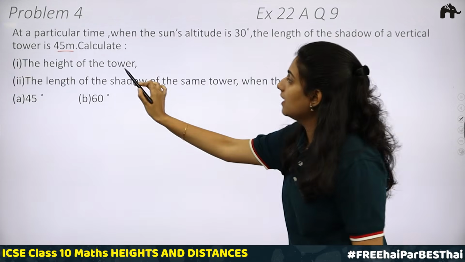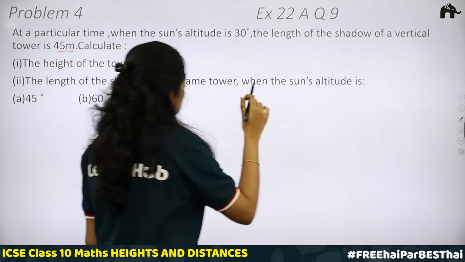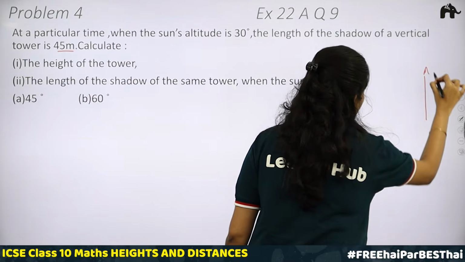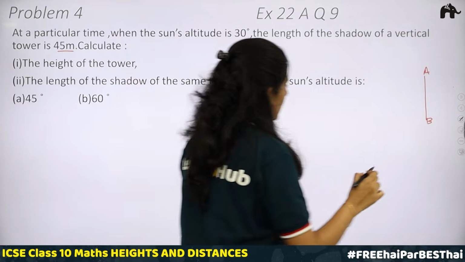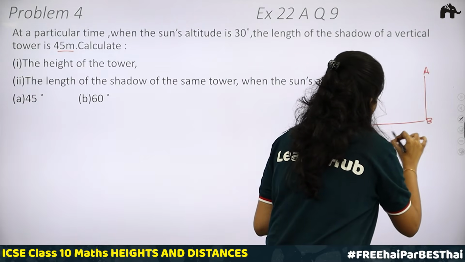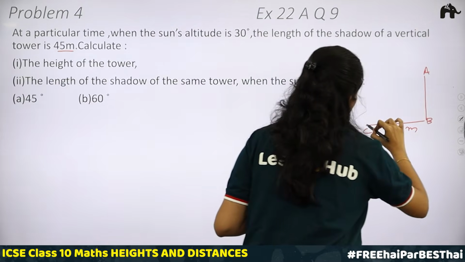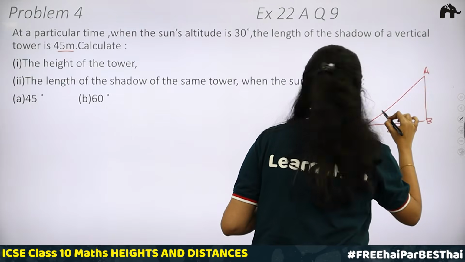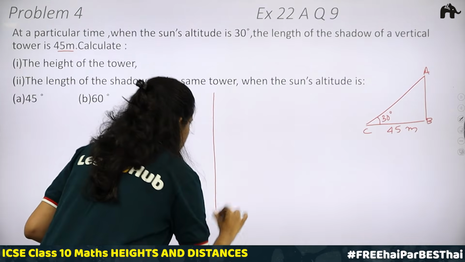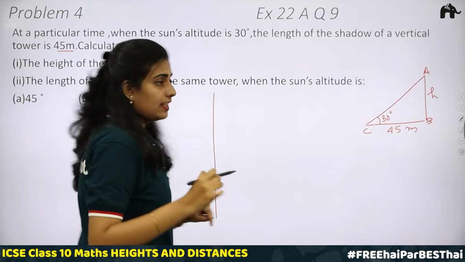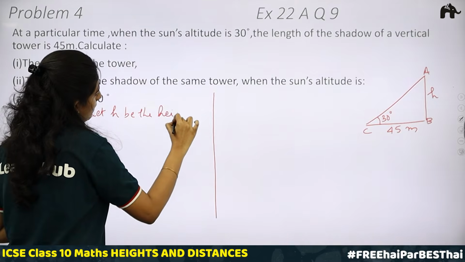First, let us find the height of the tower. How to find the height of tower? Here what is given? Sun's altitude. So, let us take AB as the height of tower. This is the required tower, AB. The length of the shadow of vertical tower. Shadow is on the ground and this length is 45 meter. When the angle of sun's altitude is 30 degree. To find the height of tower, let us take this as H. Let H be the height of tower.